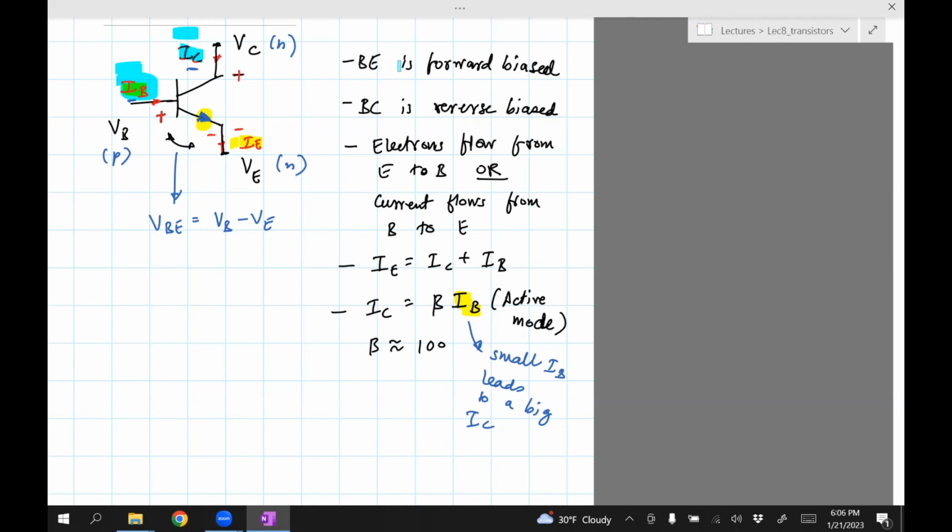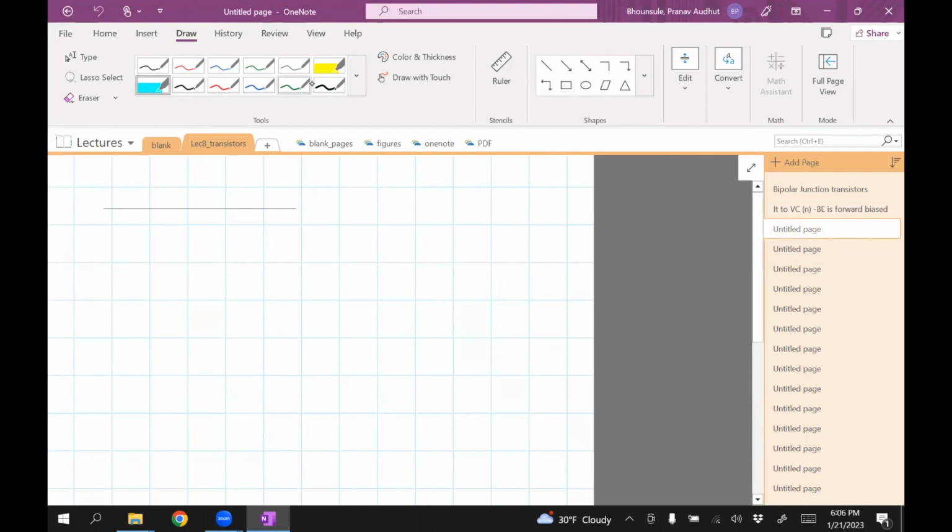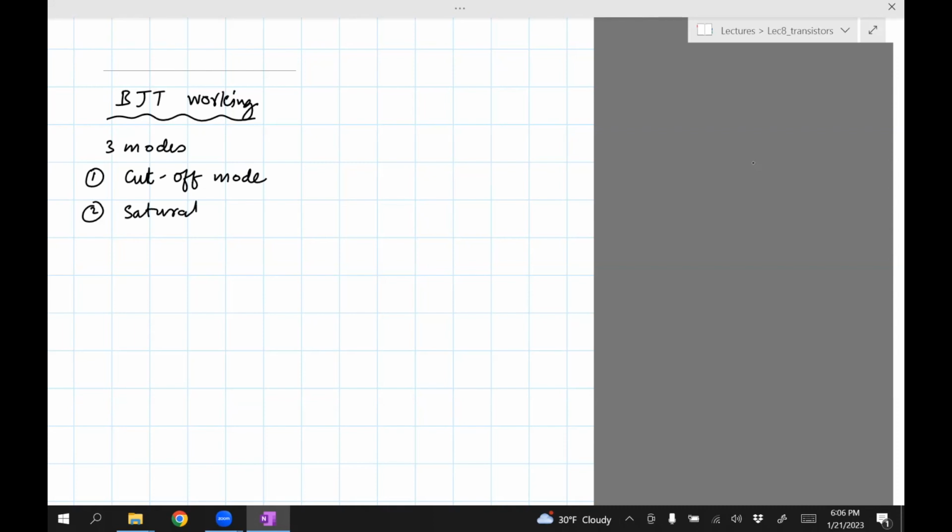Okay, now let's go a little bit deeper into the working of a junction transistor. I briefly mentioned the active mode, but there are actually three modes, and it's important to know all these three modes. Number one is the cutoff mode. Number two is the saturation mode. Number three is the active mode.